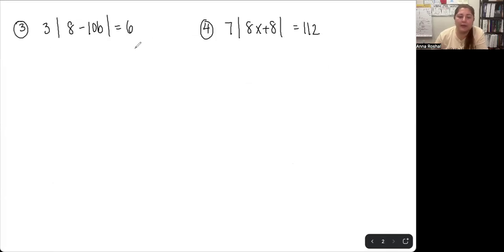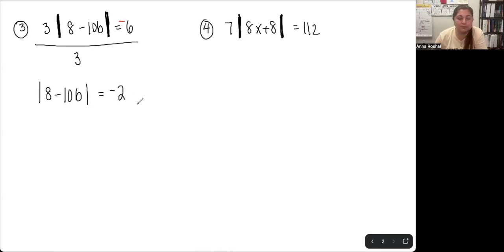Same business here. I do want to actually change the problem that the student sent in. I want to make this one negative so that I can show you something a little bit different. My first order of business is, again, to look at my absolute value symbol here and here. I know my first job is to divide everything by 3. So I will have this absolute value of 8 minus 10b equals -2.